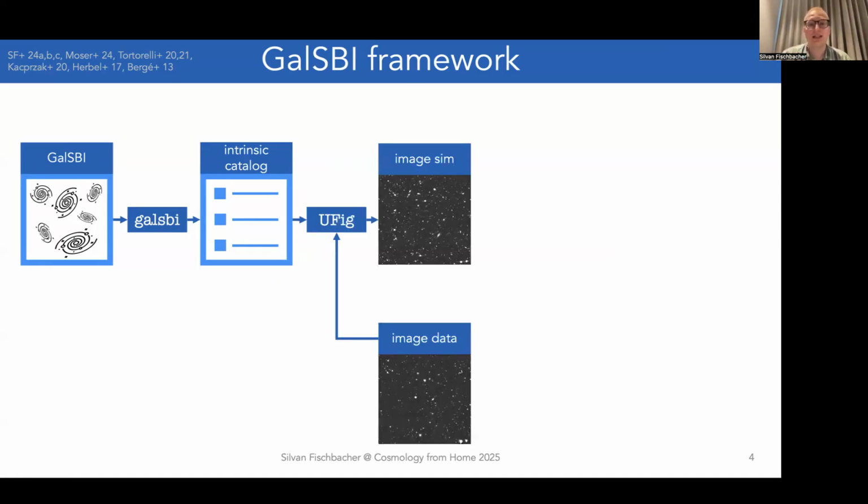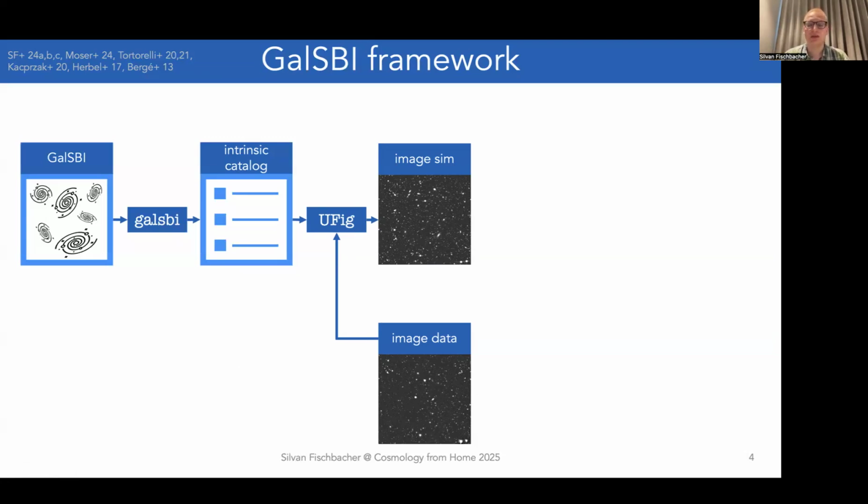This catalog can then be used to render an astronomical image. And here, of course, we have to somehow match the background and the PSF and other image systematics of the real data. And therefore, we have to estimate these background level and PSF levels from this real data. The rendering is then done with the ultra-fast image generator that we also have developed for this.